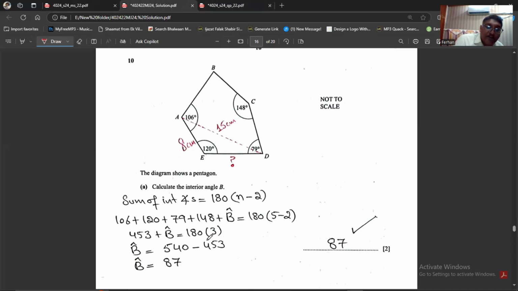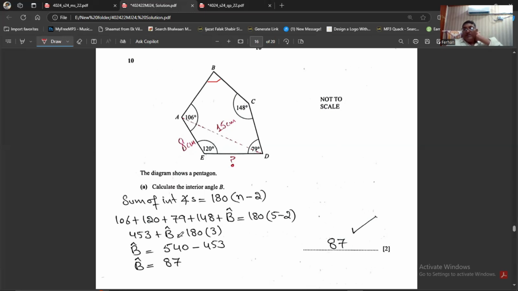So this will be 180 into 3, and that is 540. So the sum of these 1, 2, 3, 4, and 5th angle will be equal to 540. So 106 plus 120 plus 79 plus 148 plus angle B, which I want to find out, is equal to 540. So 453 plus B is equal to 540.